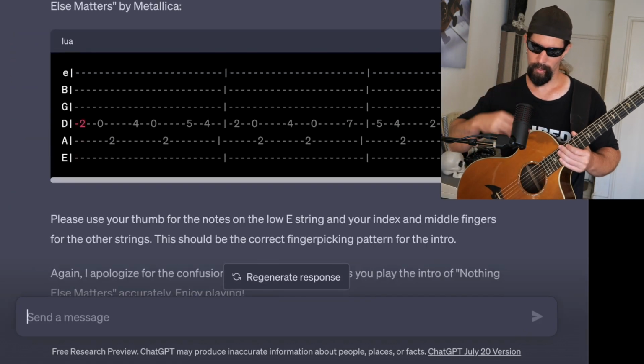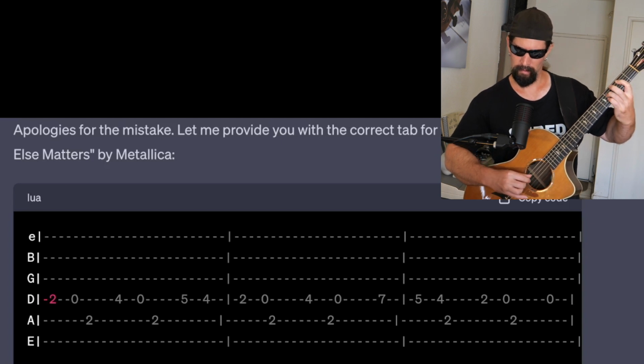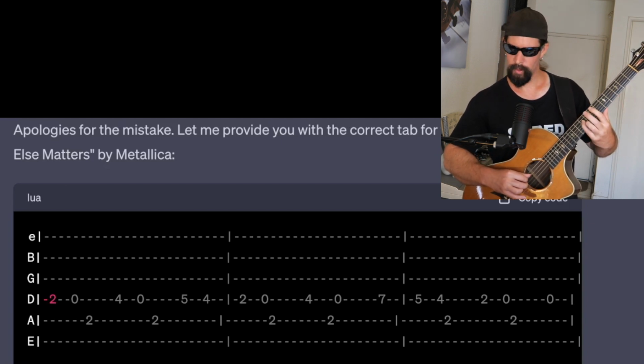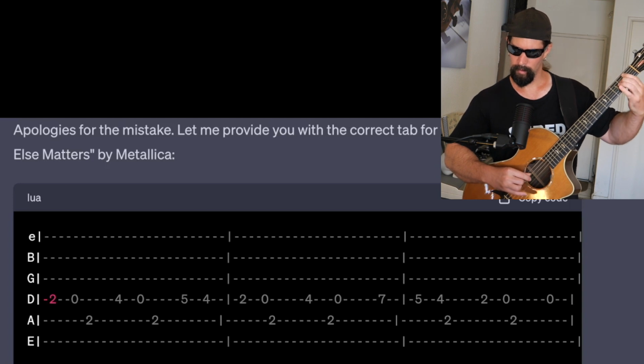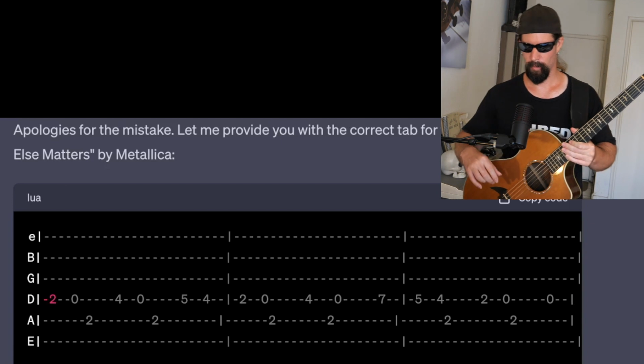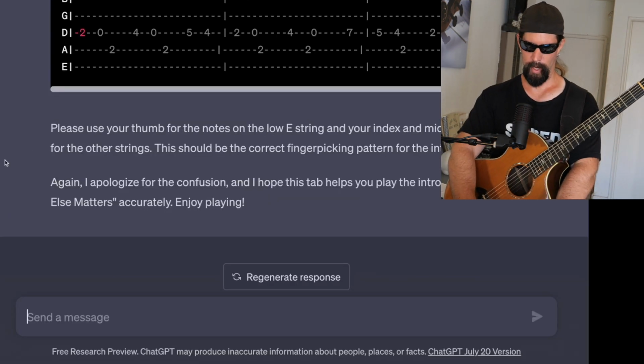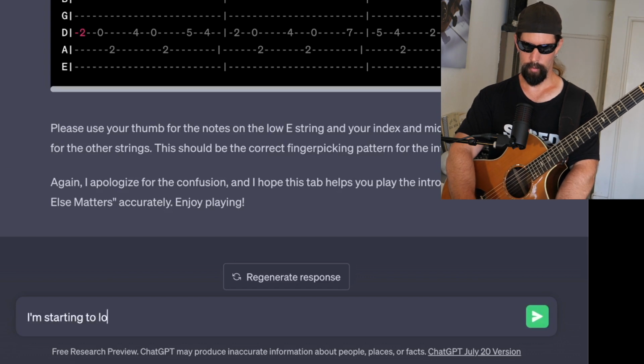Okay, this time we'll get it right for sure. Verse 2 is in red for some reason. Whoa, 7. Okay, yeah, that's definitely Nothing Else Matters. You know what? I'm starting to lose my faith in AI.